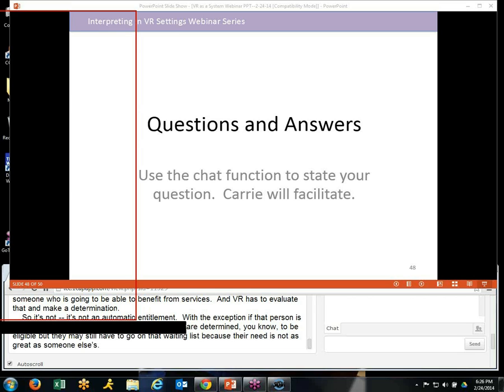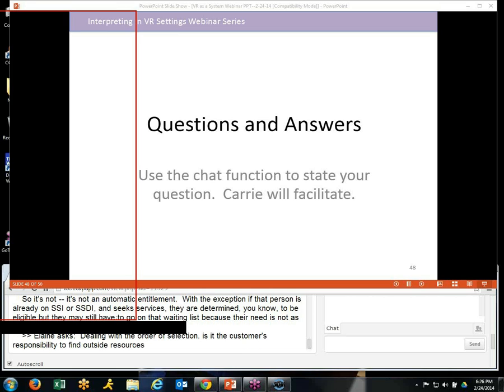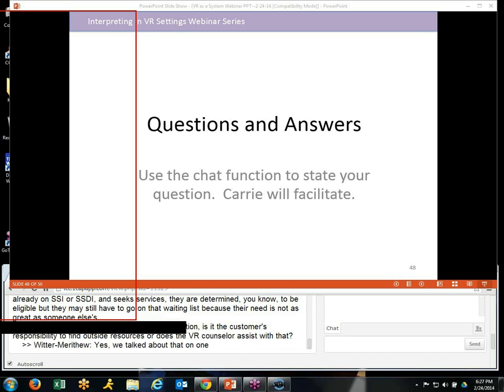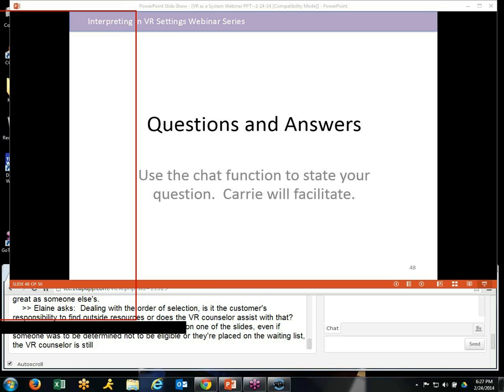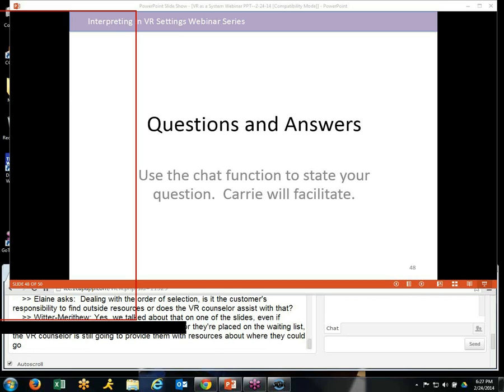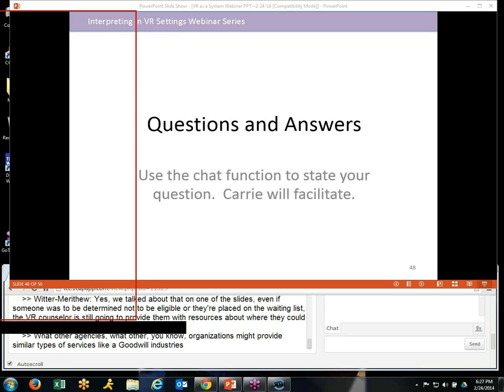Elaine asks, dealing with the order of selection, is it the customer's responsibility to find outside resources, or does the VR counselor assist with that? Yes, we talked about that on one of the slides, that even if someone was determined not to be eligible or they're placed on the waiting list, the VR counselor is still going to provide them with resources about where they could go to get assistance other than within VR. What other agencies, what other organizations might provide similar types of services, like a Goodwill Industries or some other entity.